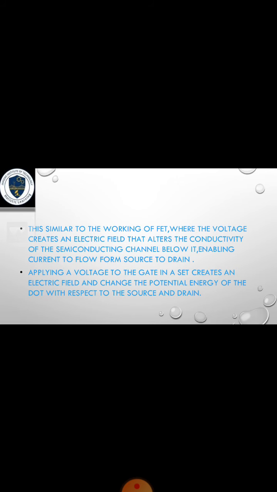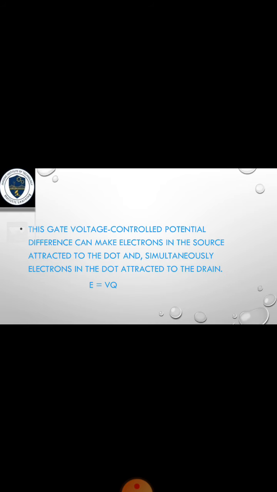This is similar to the working of a FET, where the gate voltage creates an electric field that alters the conductivity of a semiconductor channel below it, enabling the current to flow from source to drain. Applying a voltage to a gate in a SET creates an electric field and changes the potential energy of the dot with respect to the source and drain. This gate voltage controlled potential difference can make an electron in the source tunnel to the dot and simultaneously an electron in the dot tunnel to the drain.